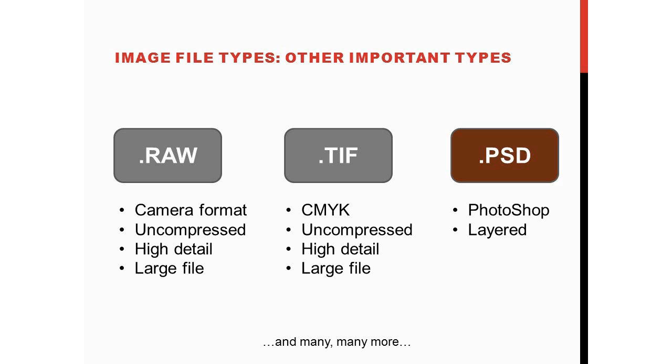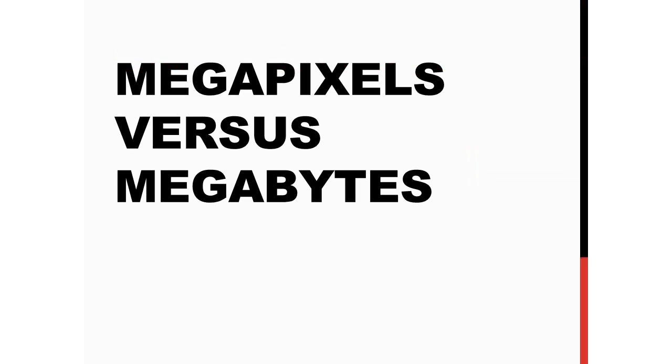TIFF files as well, they tend to be used in the print industry, and they are CMYK, which is cyan, magenta, yellow and black. Again, they're uncompressed, although you can apply compression to them, and again you get very high levels of detail and very large files. And then finally PSD, this is a format that I use regularly, which is the layered PhotoShop format, which is proprietary to Adobe, but many other applications can read them.